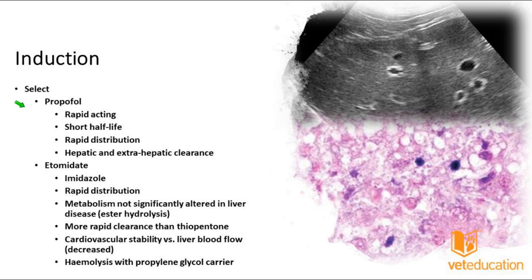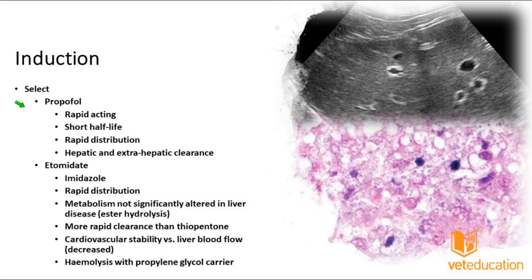Now, I have not got access to etomidate, but in reading and preparing for this lecture, many of you, particularly in North America, I think, do have access to etomidate. It's an imidazole. It has rapid distribution. Its metabolism is not significantly altered in liver disease because it's metabolized mostly by ester hydrolysis elsewhere in the body. It has much more rapid clearance than thiopentone. It's got good cardiovascular stability, but it does decrease liver blood flow. So that's kind of a negative against etomidate.